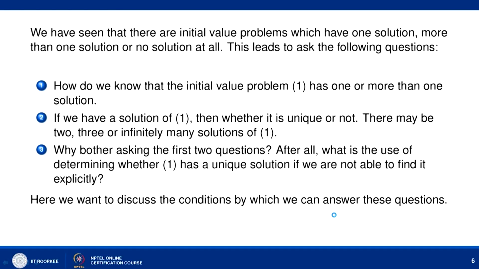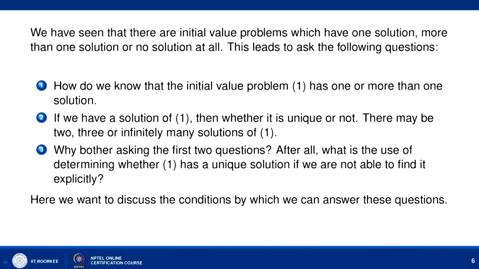First, how do we know that the initial value problem has one or more than one solution? First of all, we are not sure whether a given initial value problem has a solution or not. But if we have a solution, then whether it is unique or not. It means our second question may be like this: if we have a solution, then we need to worry about the uniqueness of the solution. It may happen that the same initial value problem may have 2, 3 or infinitely many solutions. So, this is our second doubt.